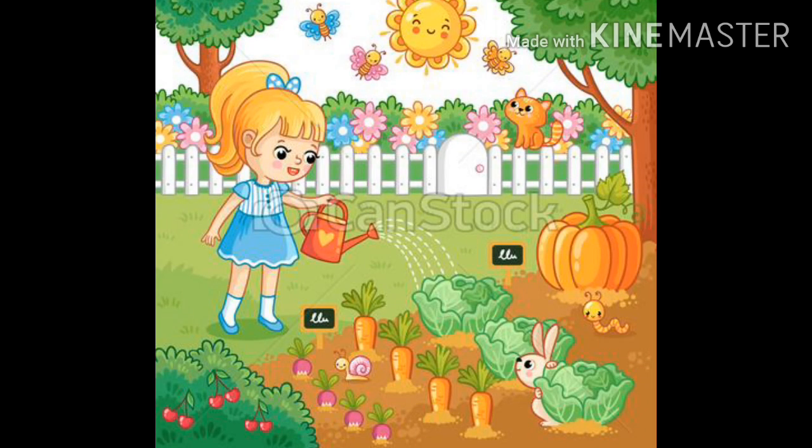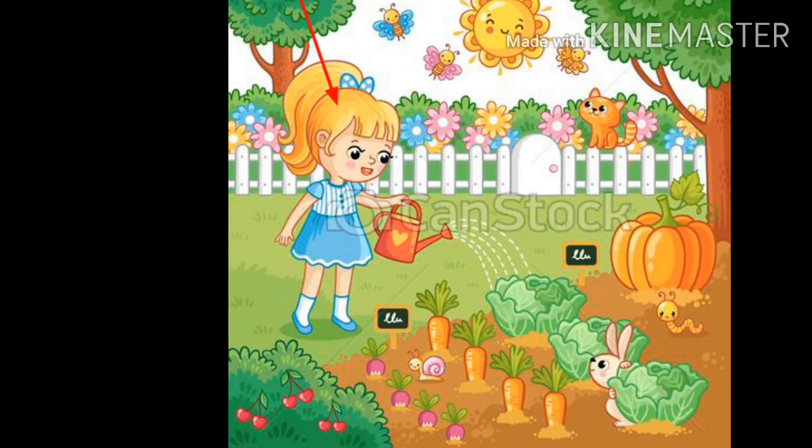So what is a sentence? Let us learn what a sentence is through a very simple picture. Let me show you one picture here. Take a look. What do you see in this picture? There are a lot of things that you can describe in this picture. Tell me a few things that you are seeing. There is a girl. The girl is watering the plants. What is the girl doing? She is watering the plants.